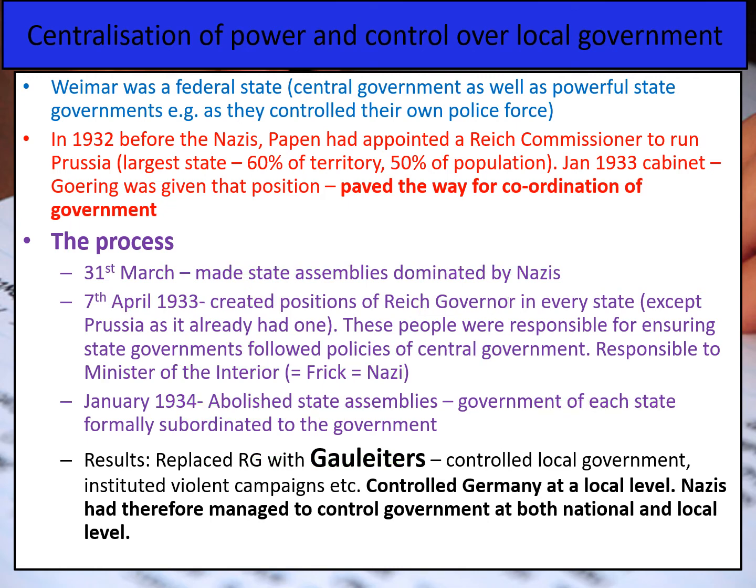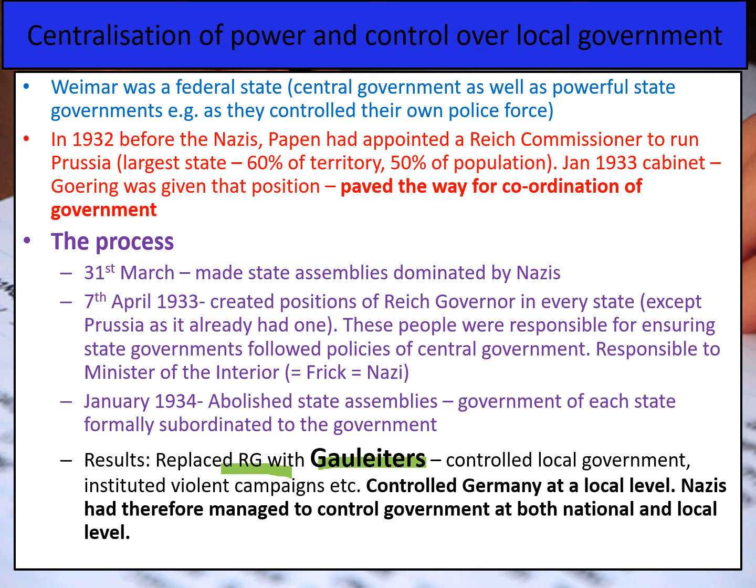The final step was that the Nazis replaced the Reich governors most of the time with a new party position called the Gauleiters. And these were basically trusted Nazis who were to make sure that local governments were doing exactly what the Nazis said, and they reported directly to Nazi party members in Berlin. Now, most of the time, these Gauleiters were previous Reich governors who then just changed the title of their position.